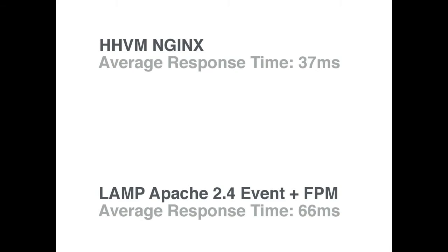So who's for NGINX on this one? All right, and who wants Apache event? All right, NGINX is the favorite. And yep, it kicked ass. 37 milliseconds, that's amazing. I mean, 66 milliseconds is amazing performance too, but 37, again, HHVM seems to really be something to take into account and look at.